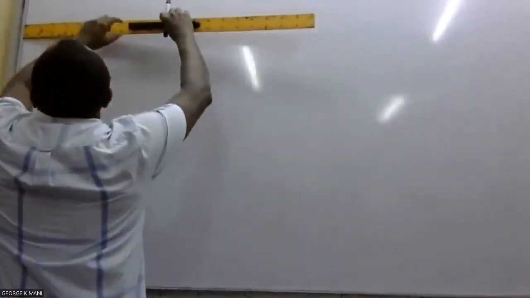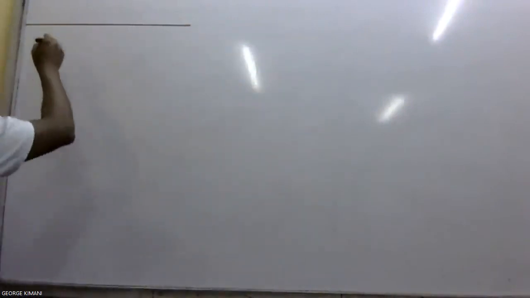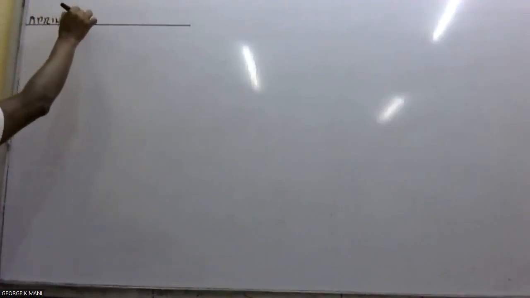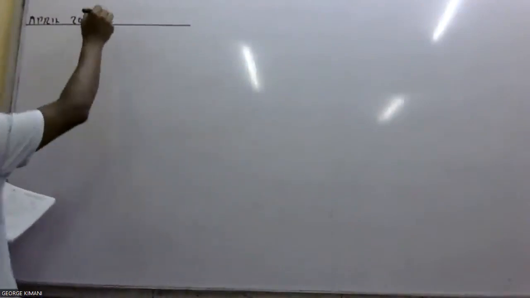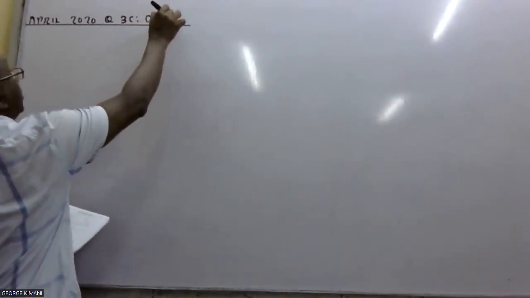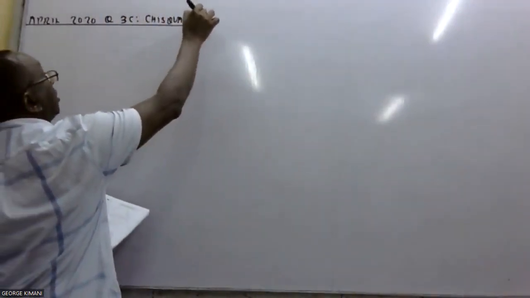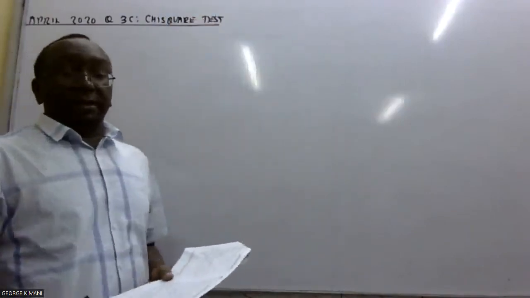April 2022. Question number 3C. Chi-square tests. So nasoma hivi.